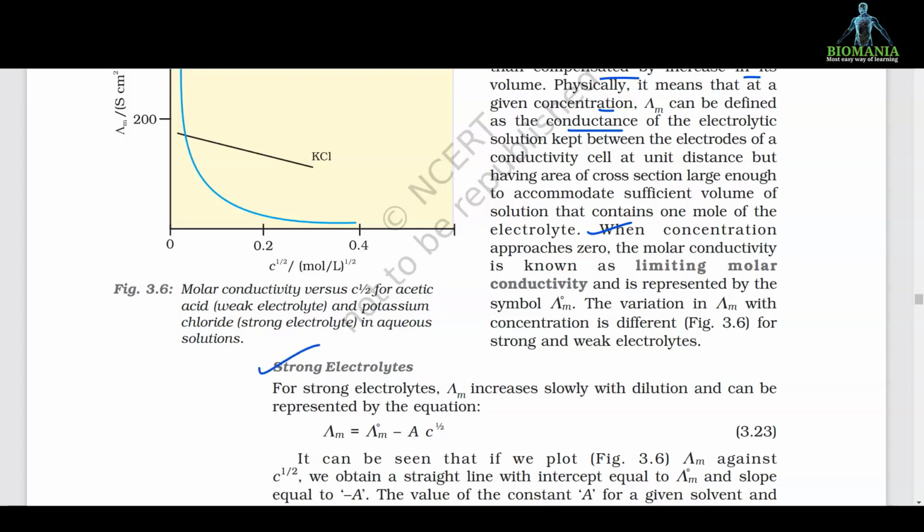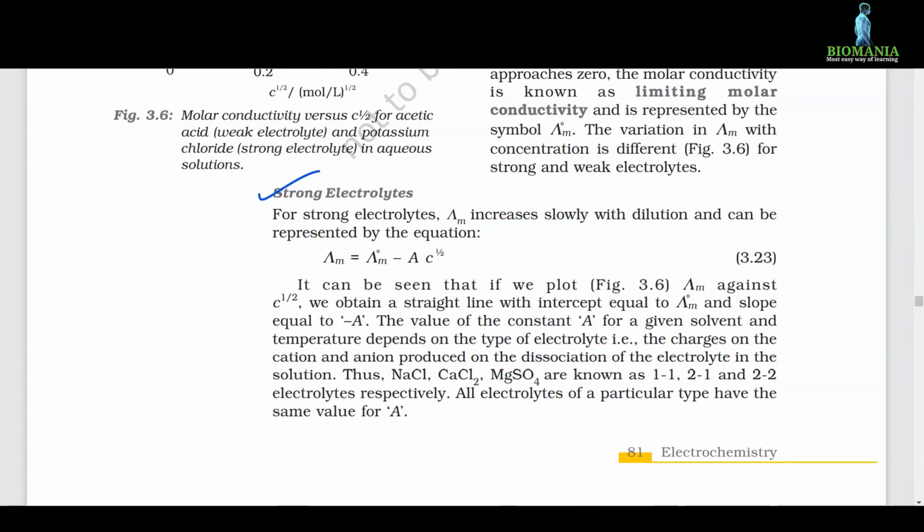Now come to the strong electrolytes. For strong electrolytes, lambda increases slowly with dilution and can be represented by the equation. It can be seen that if we plot lambda m against C^(1/2), we obtain a straight line with intercept equal to lambda naught m and slope equal to minus A.